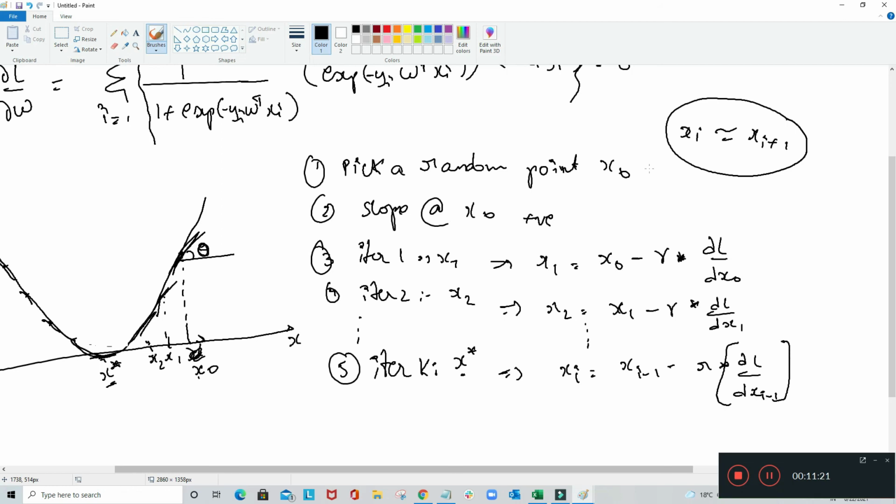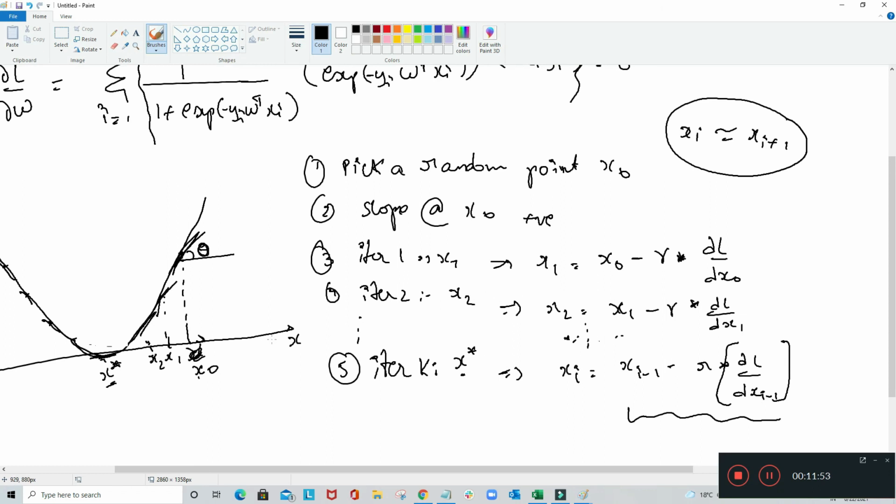Now, as you can see, this is an update. This value keeps on updating, right? If you consider this the old value, xi minus 1 will also have xi minus 2 minus r into dL by dx at xi minus 2, right? So this value keeps on updating.